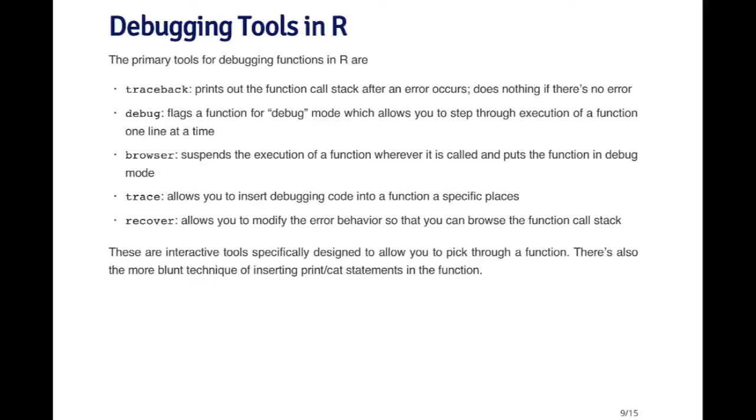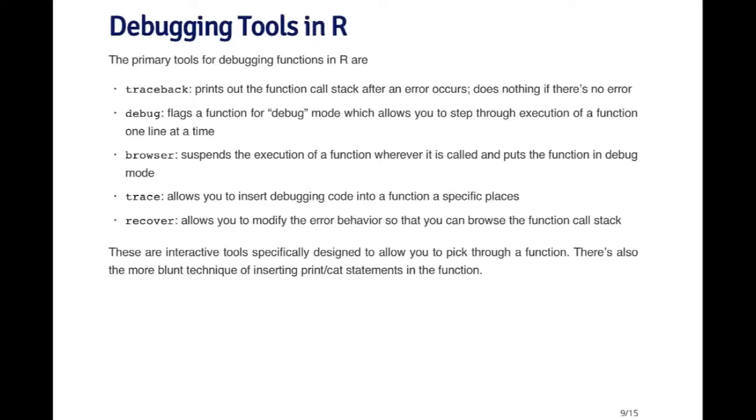The debug function is probably the handiest function. You give it a function as an argument, and it flags that function for debug mode. Debug mode means that anytime you execute that function, anywhere, even if another function calls it, it will suspend execution of the function at the first line, in what's called a browser. I'll show you how this works. Then you can step through the function line by line, executing one expression at a time inside the function. So you can pinpoint if there's a specific line of code where an error occurs, and find out which line that is.